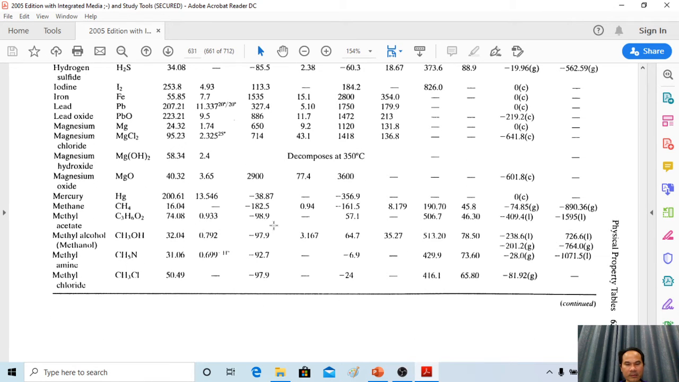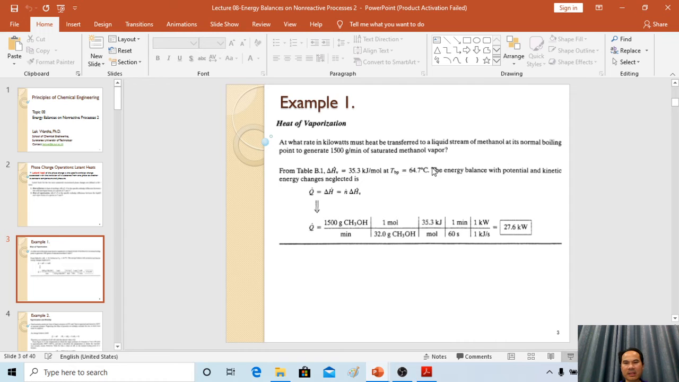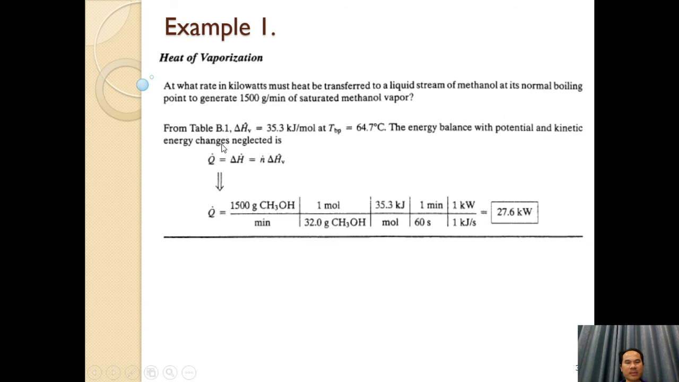Methanol, or methyl alcohol, has a boiling point of 64.7 and a heat of vaporization of 35.27 from Table B.1. You get delta H v is 35.3 kilojoule per mole at the boiling point of 64.7. In the energy balance there is no kinetic energy, no potential energy, and no work, so you get Q equal to delta H.